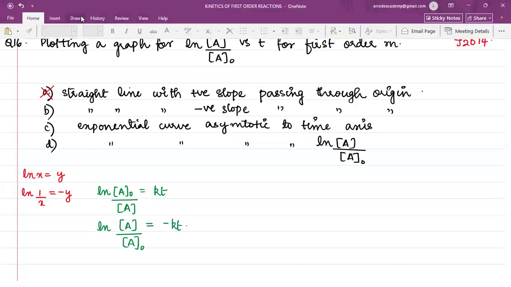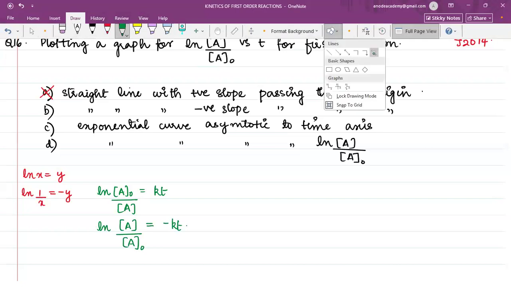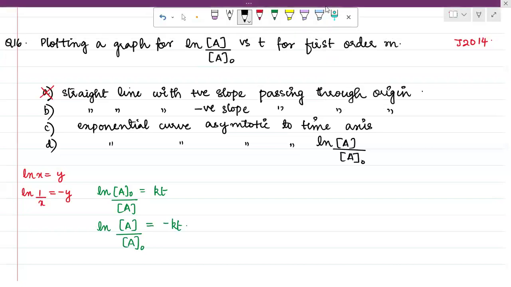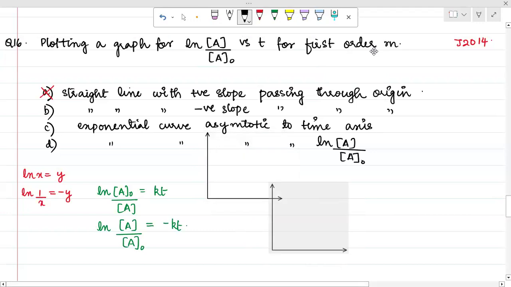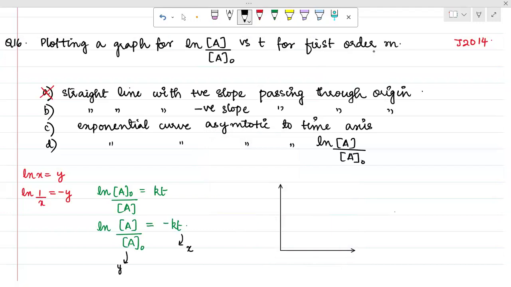Now, if we plot a graph, our equation is of the form, this is y, this is x, and we have a negative slope. There is no intercept, so intercept is equal to 0. This is of the form y is equal to mx, which is a representation of a straight line. So it's going to be a straight line with negative slope passing through the origin. Option B is the correct answer.